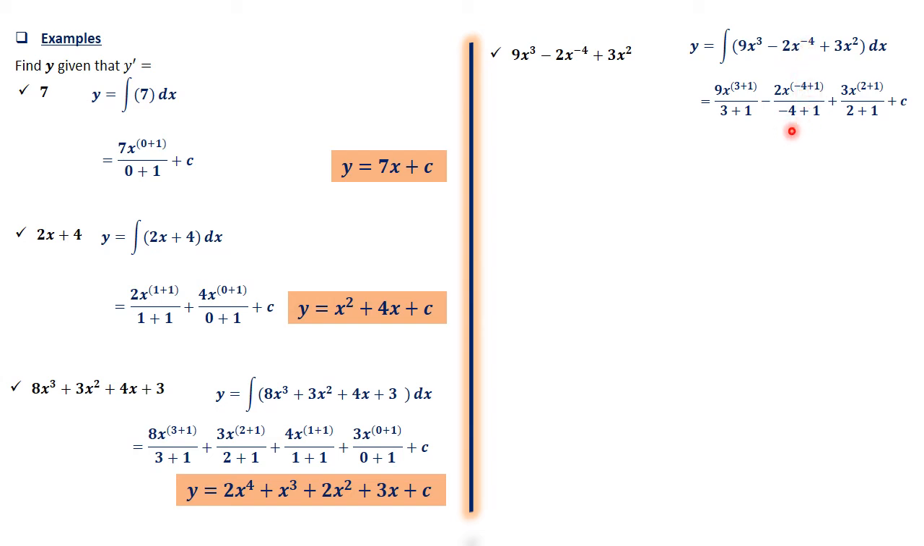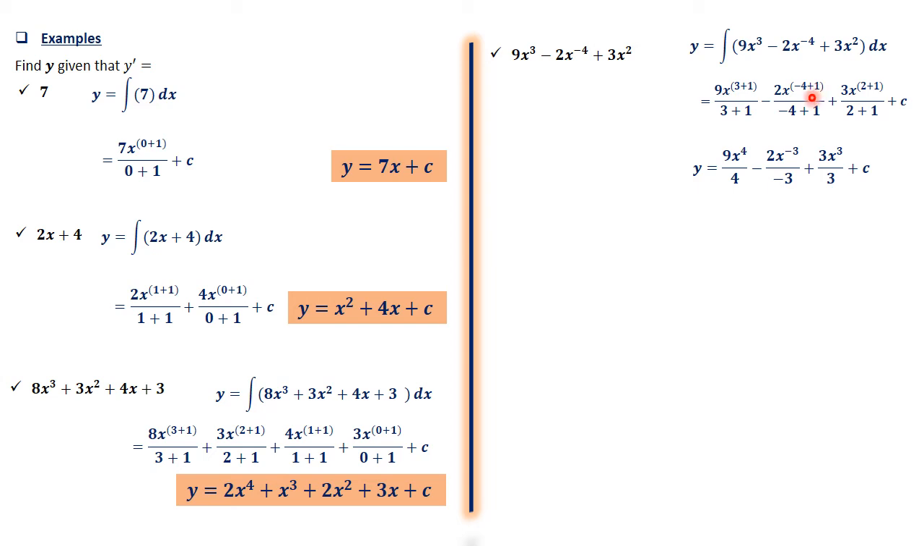This is an interesting one there. Then we have 3x squared plus 1, divide by the same thing, plus c. Now, the first one, 3 plus 1 is 4, so it becomes x raised to power 4. Then 9, all of it divided by 4. The next one, it is 2x, then we have minus 3.